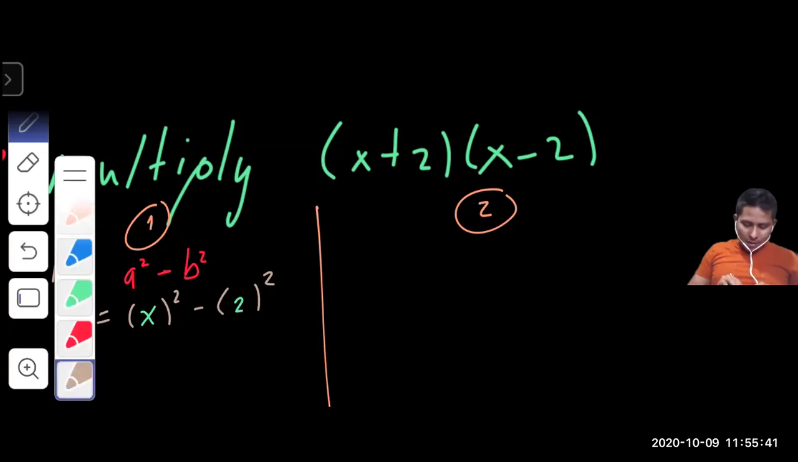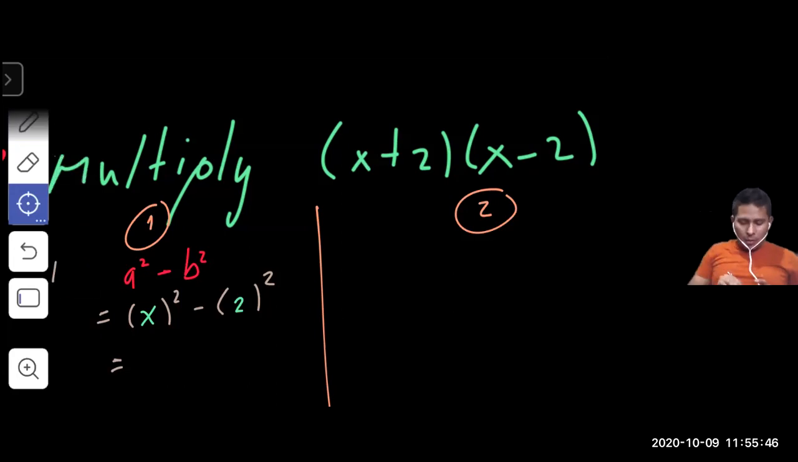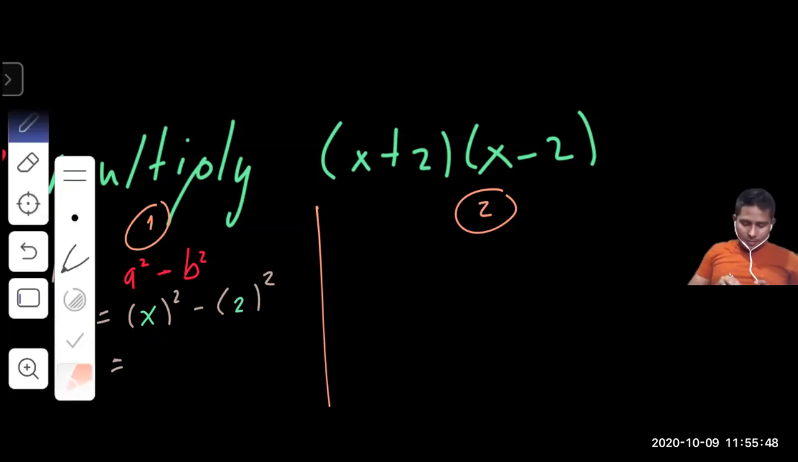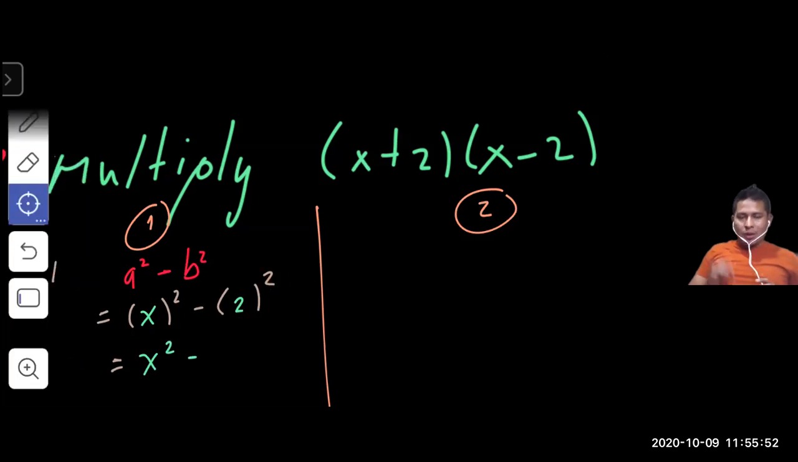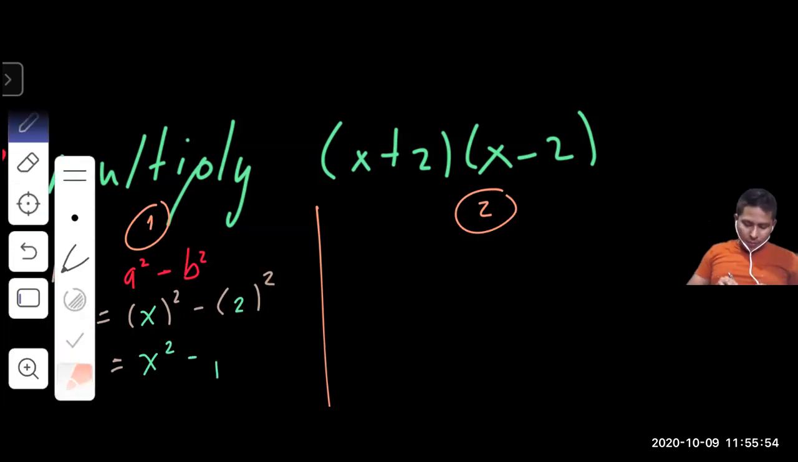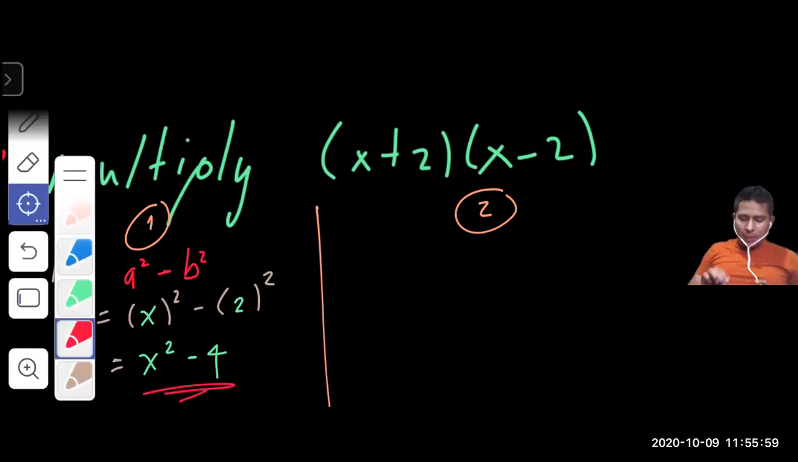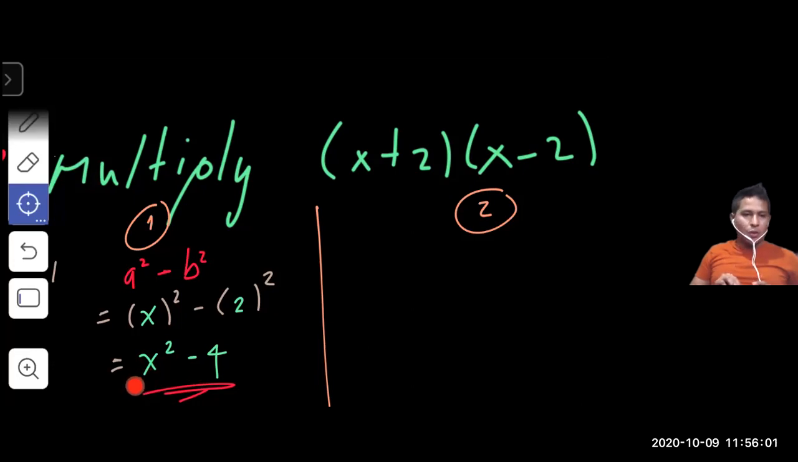Let's simplify that because that is parentheses and I need a simple answer. x raised to the second power, x squared, minus 2 squared. 2 times 2 is 4. And this is the answer: the product of these is equal to x squared minus 4. That's the first way to do it.